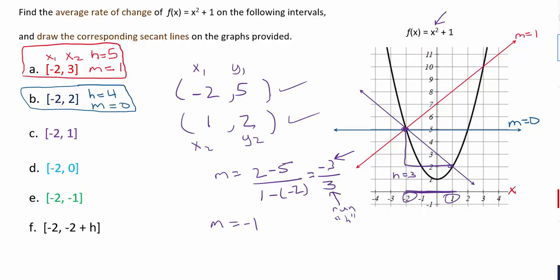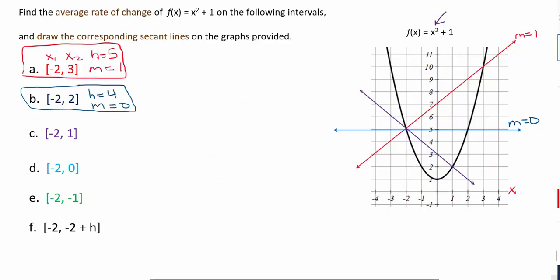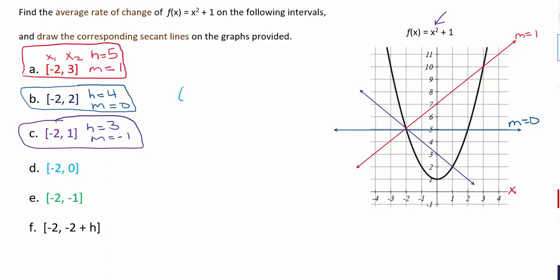So let me summarize this. So here we found when we shrunk our interval to a distance of 3 units that the slope came out to be -1. So moving right along, the next interval has us finding the slope between x equals -2 and x equals 0. This is always the point -2, 5.